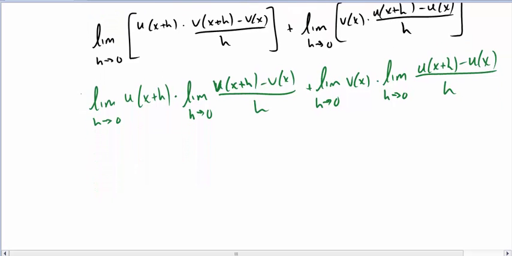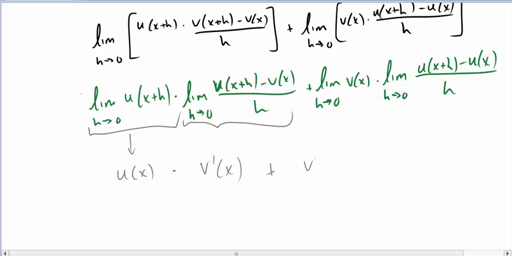Limit as h goes to 0 of u of x plus h becomes u of x times, you guys better be on the ball with this, this next piece is v prime of x. That's the derivative of v with respect to x. That's the definition of derivative. Plus v of x times, that's the definition of derivative again, this time for u of x.